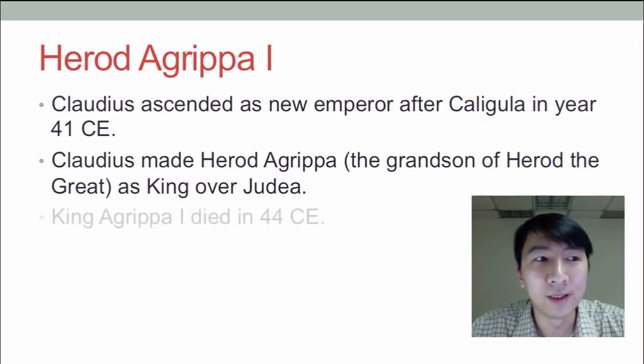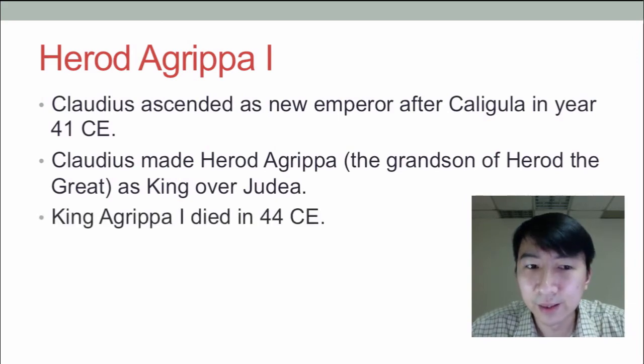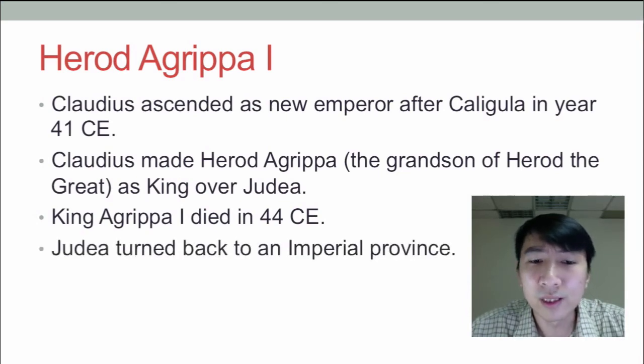However, in the year 44 CE, someone called Herod a god, and then lightning from heaven struck him dead. So that's how unfortunate it was. And his son was just too young. He was only 17. And therefore, Judea turned back into an imperial province after that.